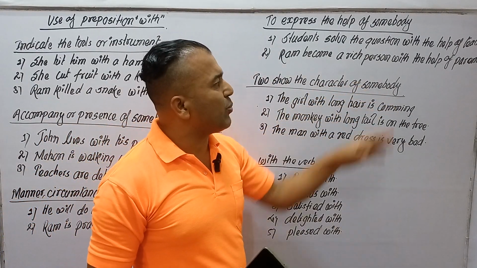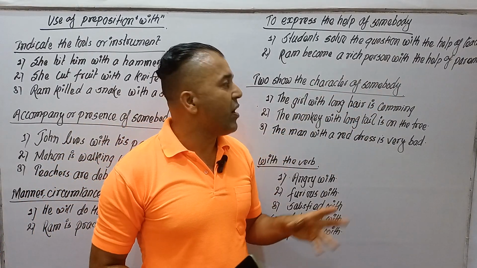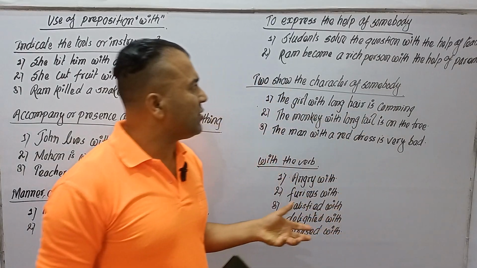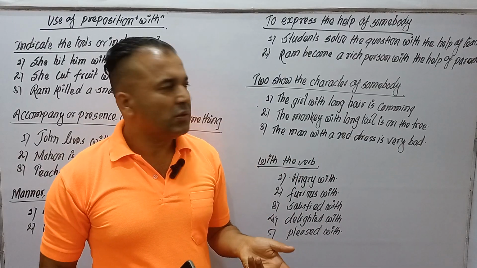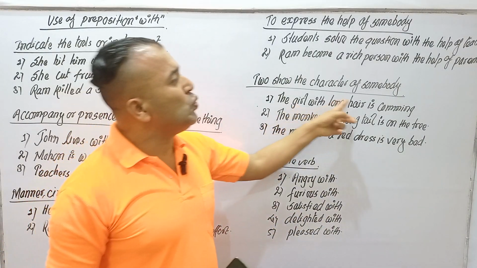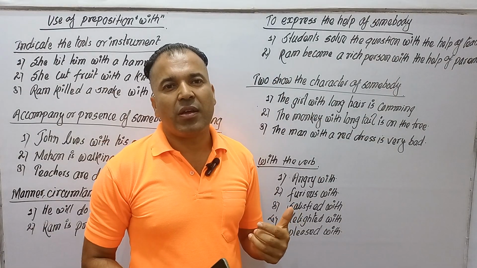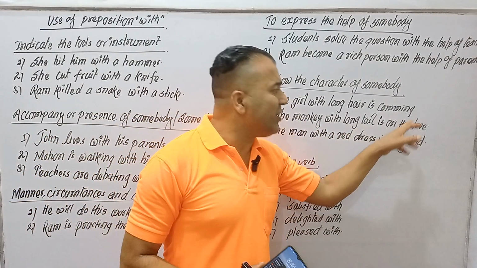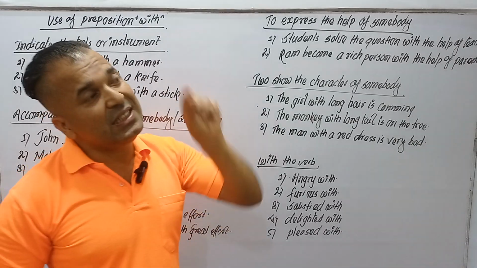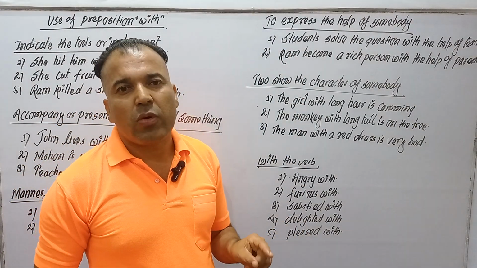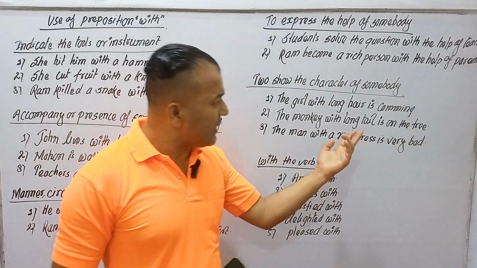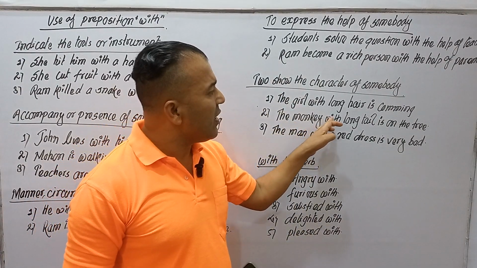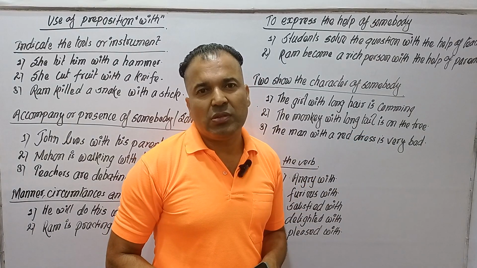To show the character of somebody: the girl with long hair is coming. To characterize somebody. You see, what type of girl? The girl with the long hair is coming. The monkey with a long tail is on the tree, it indicates the character. It indicates the long-tailed monkey on the tree.